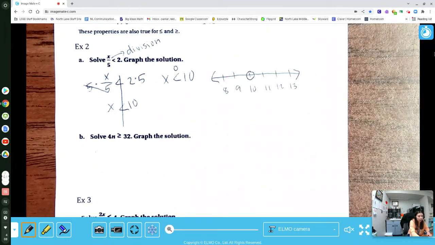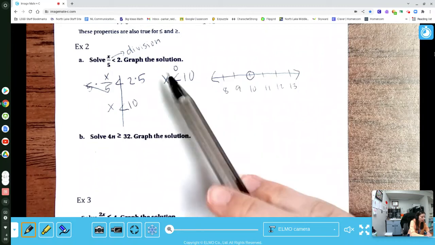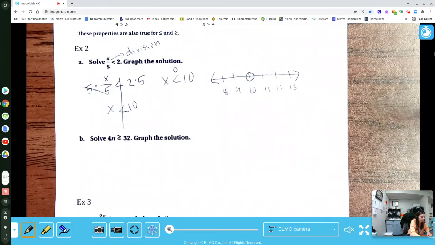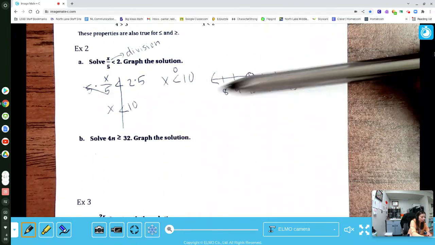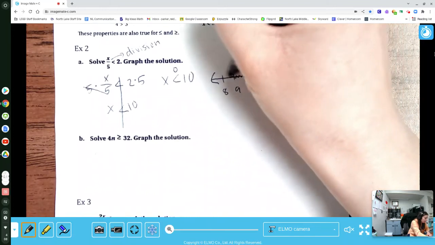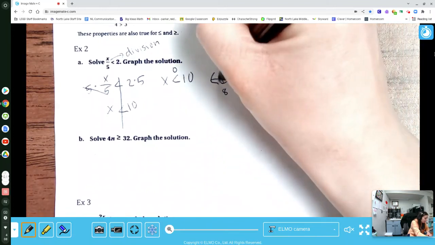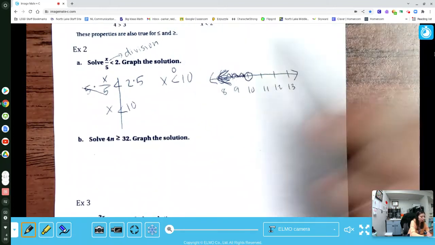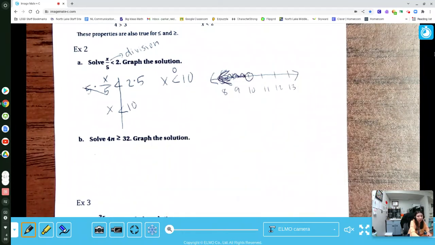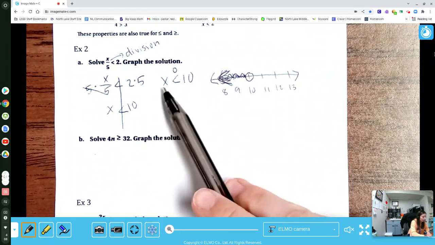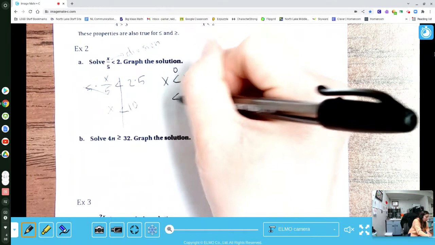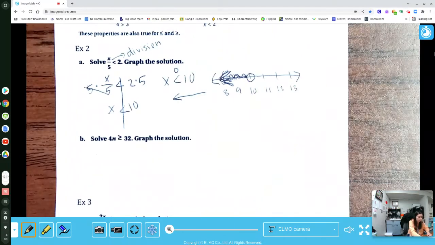But I want to shade and draw an arrow in the direction of all the values that would work. Anything that's less than 10, everything less than 10 is to the left. So I'm going to draw my arrow. I'm going to shade to the left. This shows all values that are not 10. 10 doesn't work, but anything less than that. And since our variable is written first, we also could have just turned our inequality symbol into an arrow. It would go in the same direction as our graph.